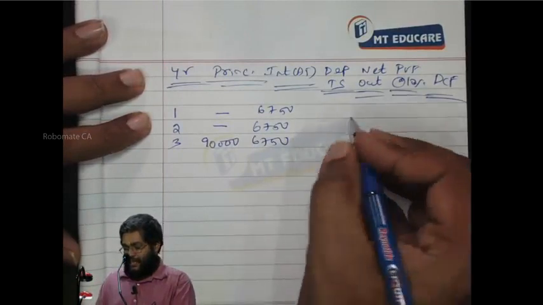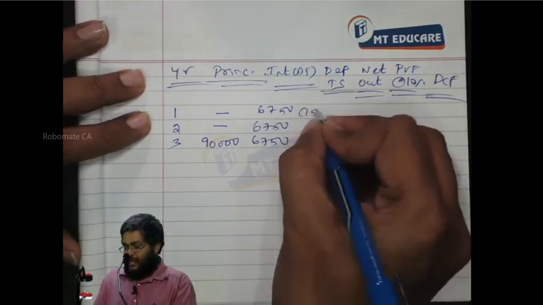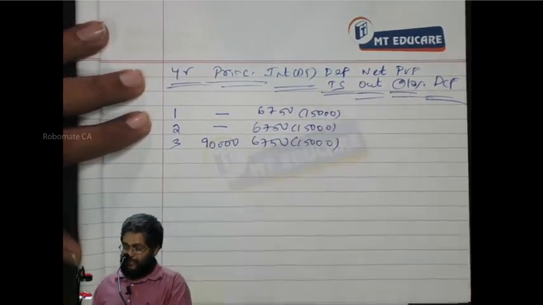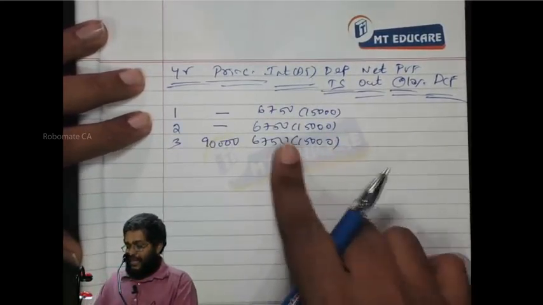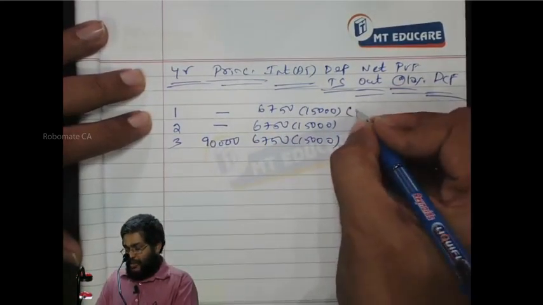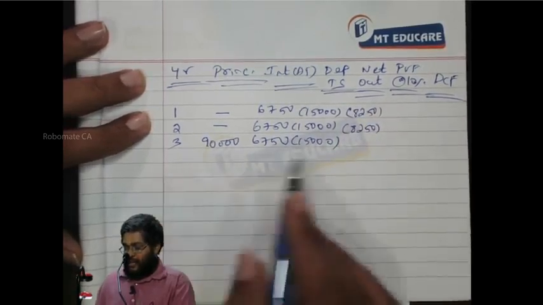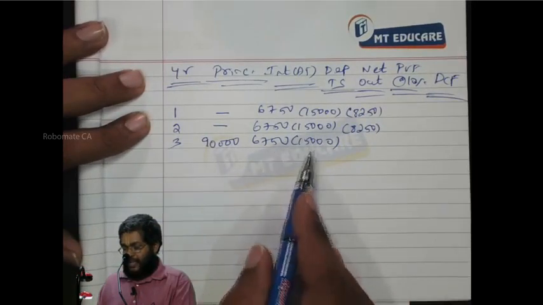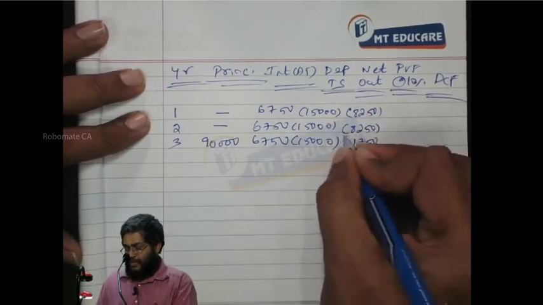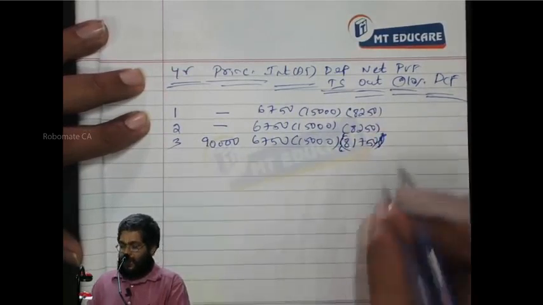I think depreciation tax savings, we had 15,000. That is an inflow, so write it in brackets, 15,000 and then 15,000. First 2 years, tell me 6,750 minus 15,000. What is the net outflow? Minus 8,250. Now please tell me, 90,000 plus 6,750 minus 15,000 is how much? 81,750. It is an outflow. Now, the PV factor is how much?